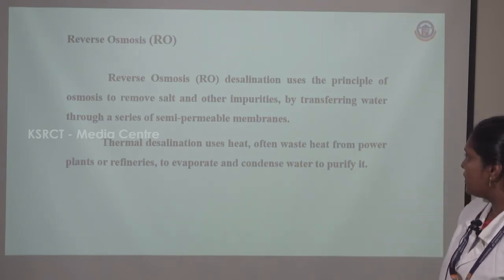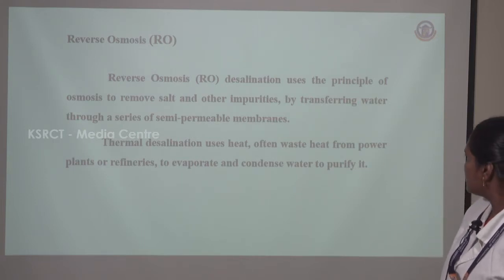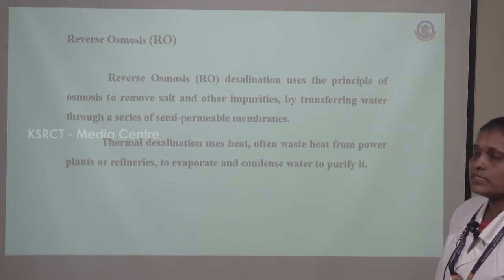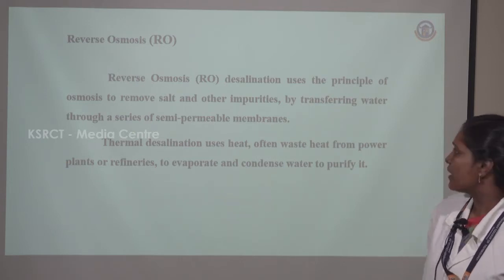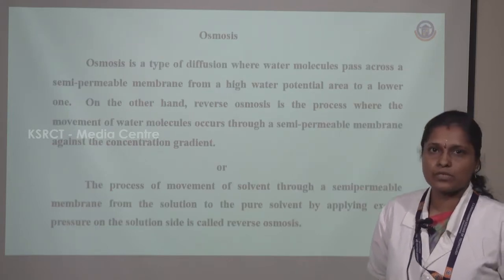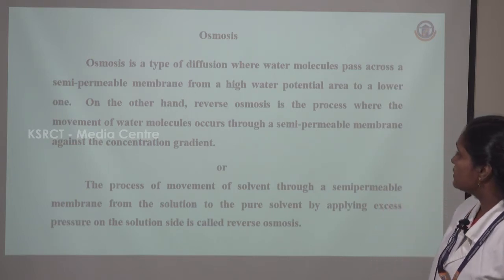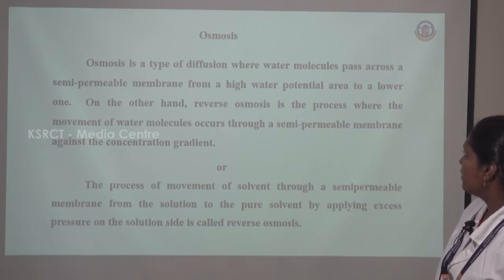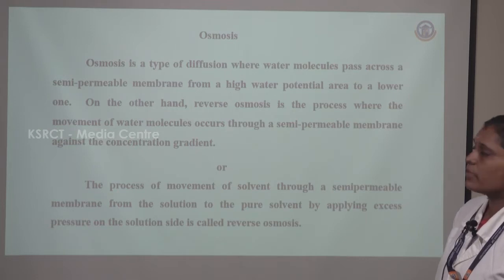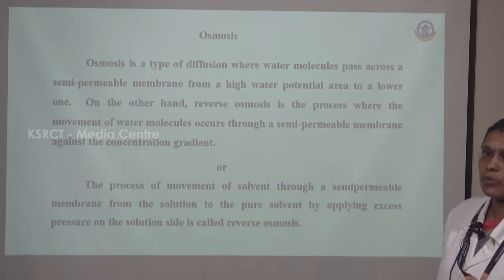Thermal desalination uses heat, often waste heat from power plants or refineries, to evaporate and condense water to purify it. Next we see osmosis first. First of all we should know about osmosis, then reverse osmosis will be easy. Osmosis is a type of diffusion where water molecules pass across a semi-permeable membrane from an area of high water potential to an area of lower potential.